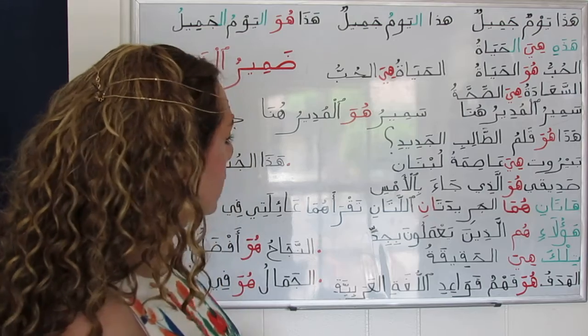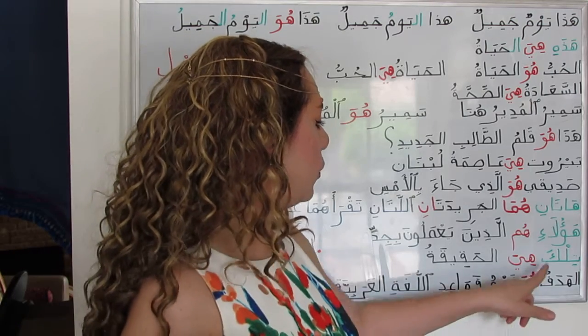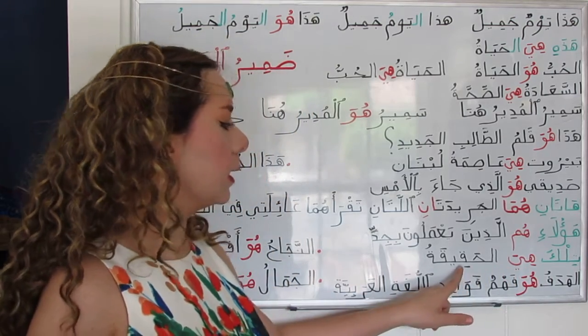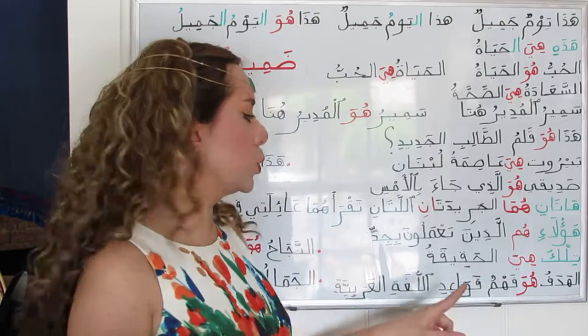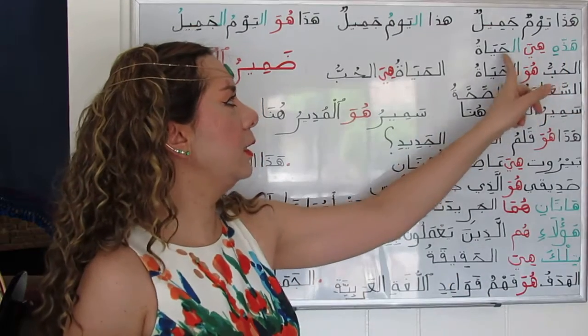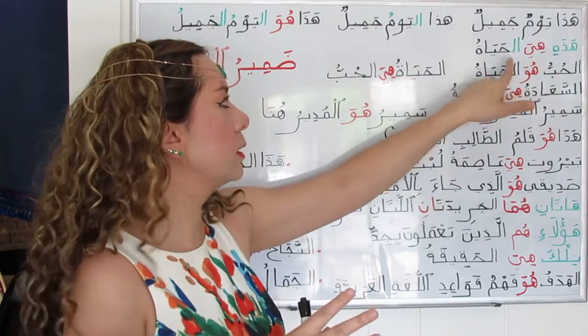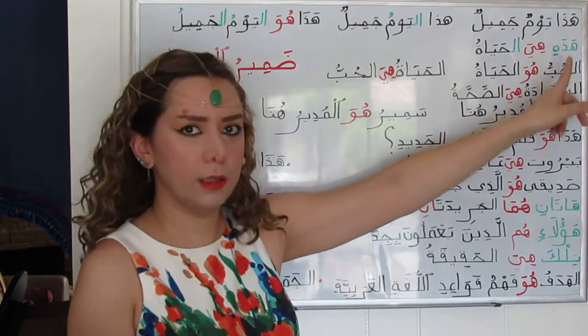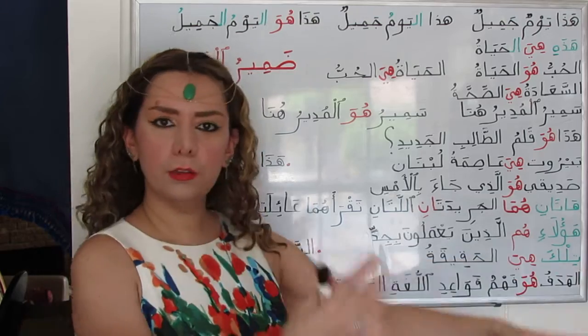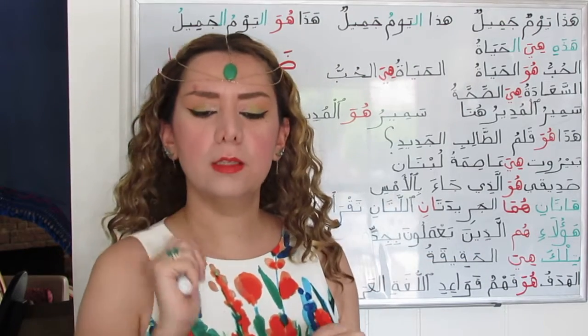I think that's it. So for here, تلك هي الحقيقة. That is the truth. هذه هي الحقيقة. هذه هي الحياة. This is the life. هذه this. تلك that, but feminine, singular.